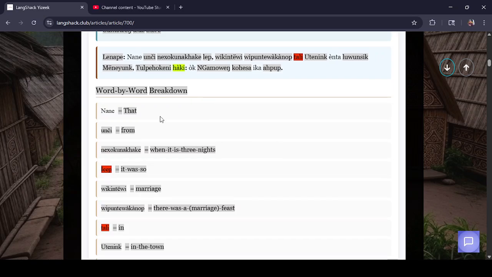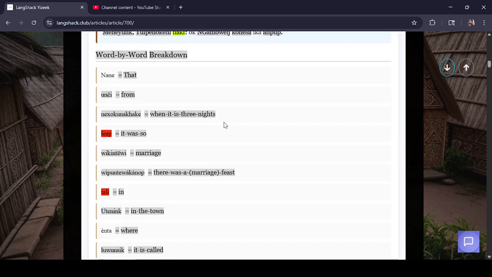So, Nane. Necha Kunak. Naha is supposed to mean three. Hold on one second. Yeah, because Naha is three. And the Kunak, I'm not sure.